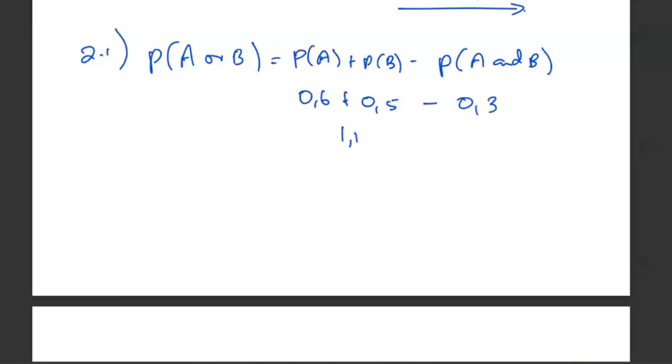Okay, so 1.1 minus 0.3 becomes 0.8. Okay, so that is what we would end up with.